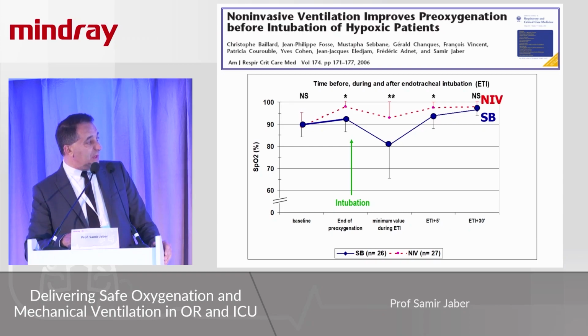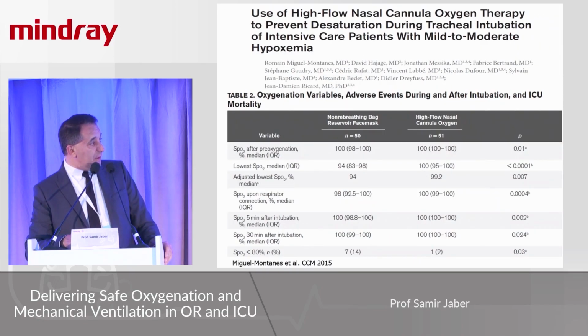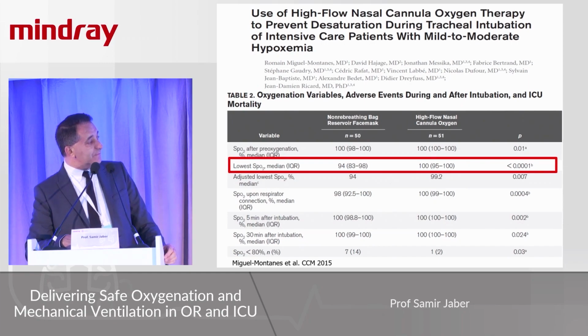That means balloon. And when you do the same with NIV, you can see you have an increase of the lowest value here. This is NIV, and this is some data coming from different groups in France. This is from the group of Jean-Damien Ricard. It's a before-after study using high flow, and it showed, in mild to moderate hypoxemic ICU patients, that you can use high flow oxygen therapy.